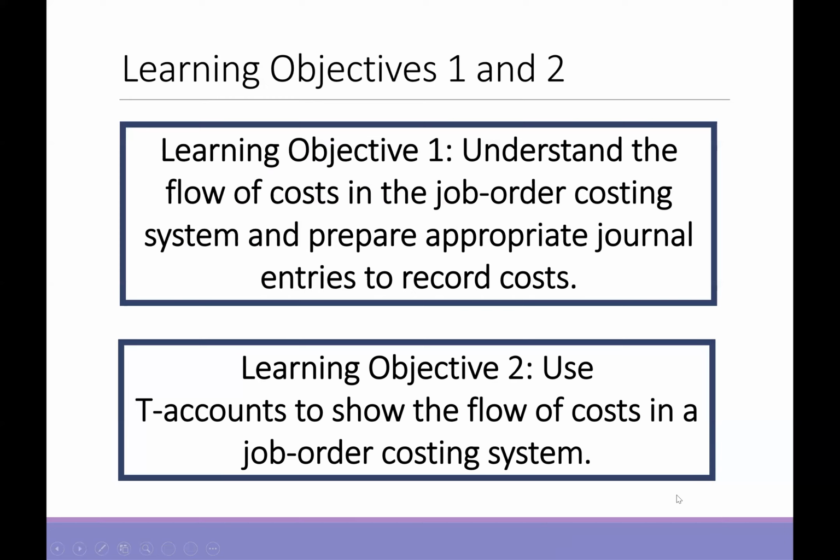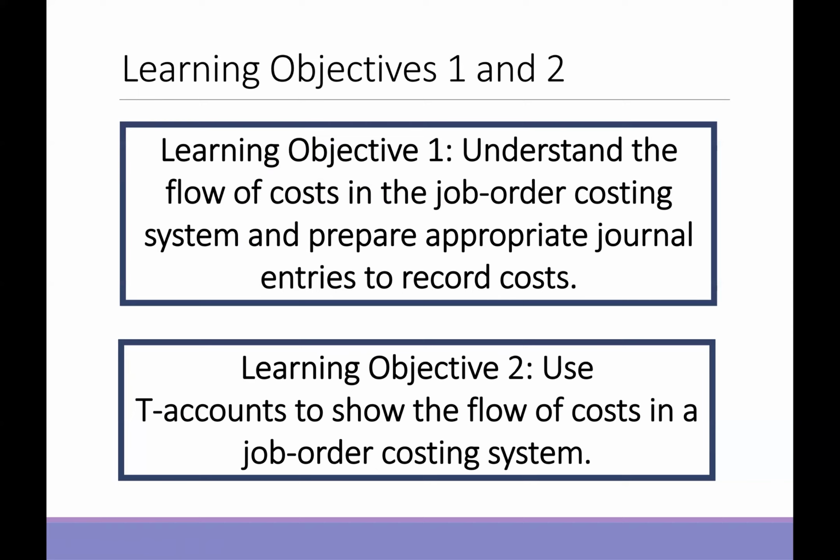Okay, moving on, guys. What we're going to begin talking about is how we flow these costs in this job order costing system. So we're going to see the flow of these costs coming out of the direct materials, or the raw materials, I should say, how we flow them into jobs, how we flow the labor and the overhead into jobs, and ultimately transfer them into finished goods and then cost of goods sold.